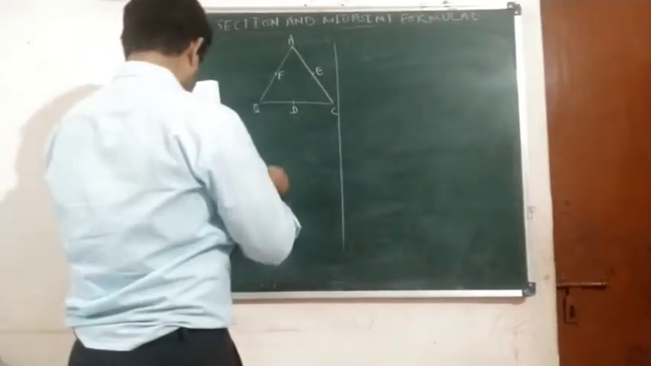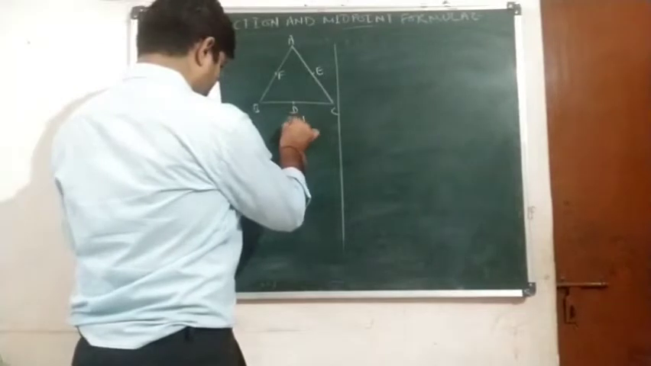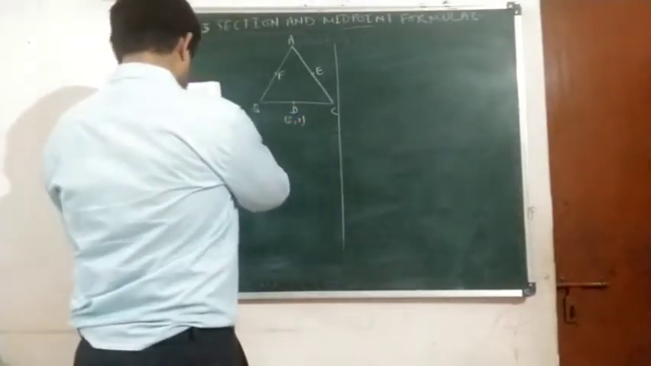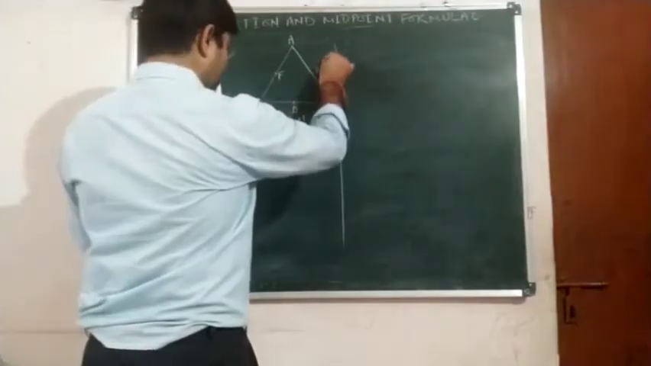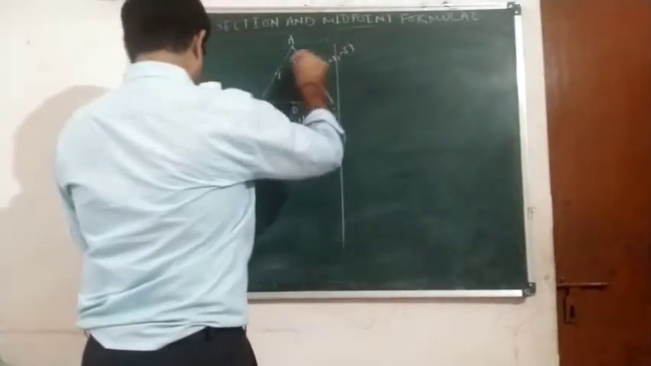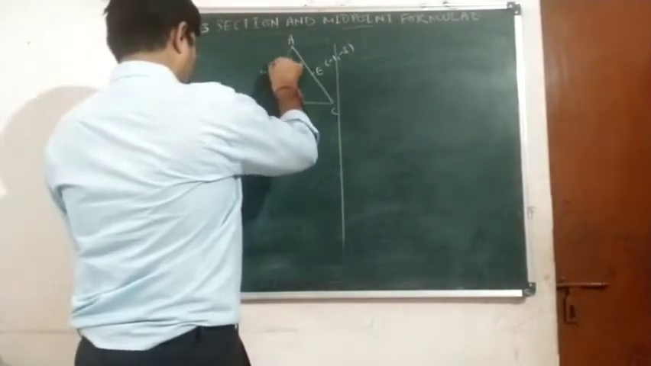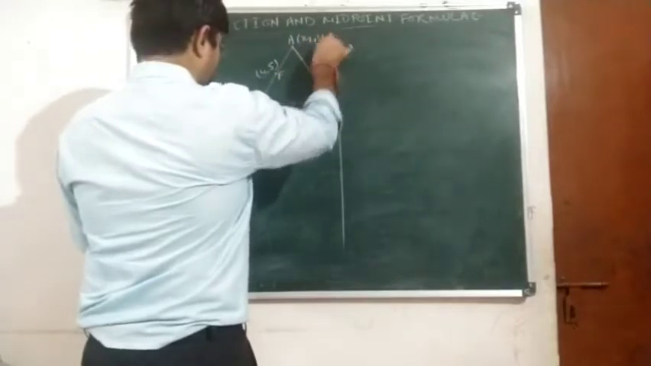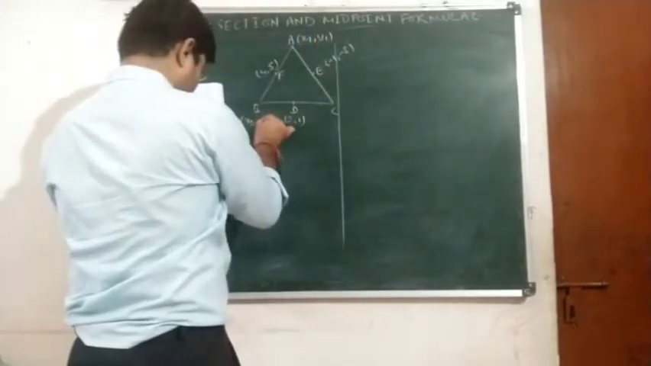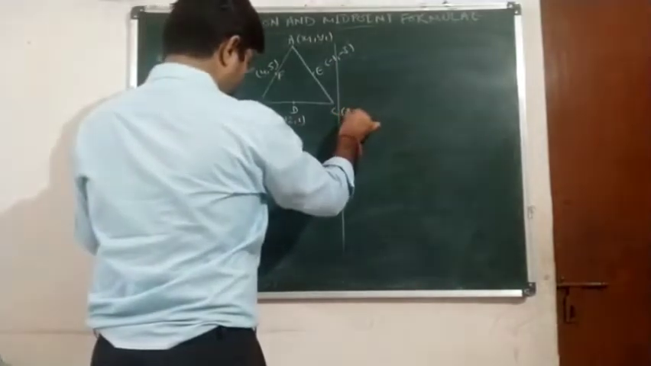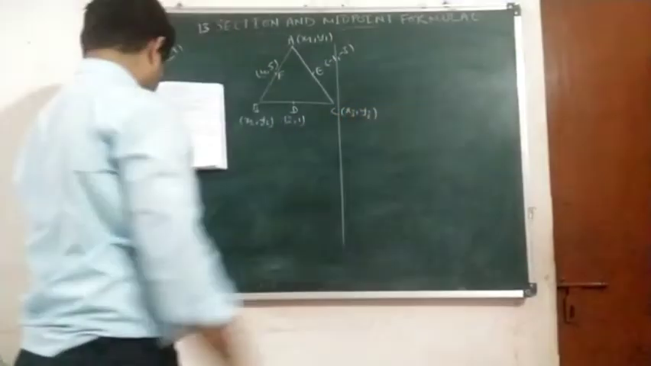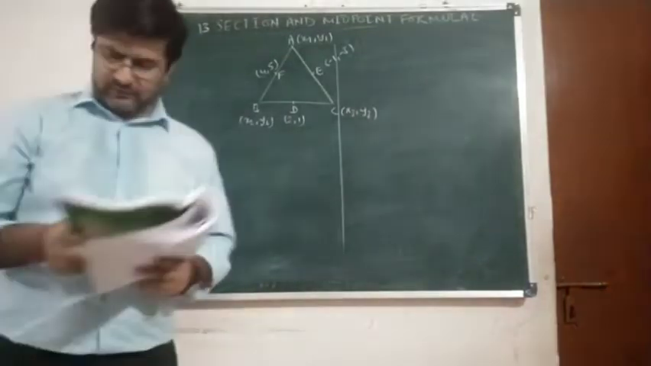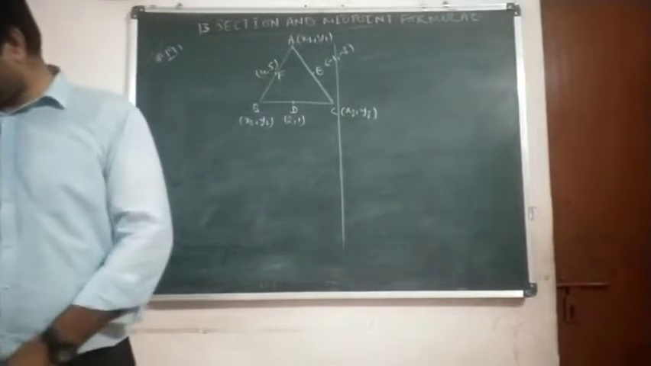Okay, coordinates of D are 2, 1, E are -1, -3, and F are 4, 5. Coordinates of A we will take x1, y1, B x2, y2, and C x3, y3. Okay, and we have to find the coordinates of A, B, C. So we have to find the values x1, y1, x2, y2, and x3, y3.